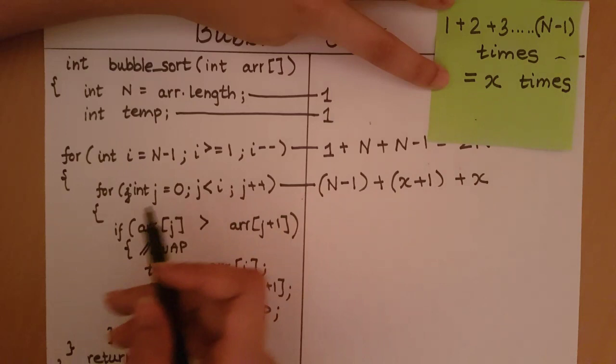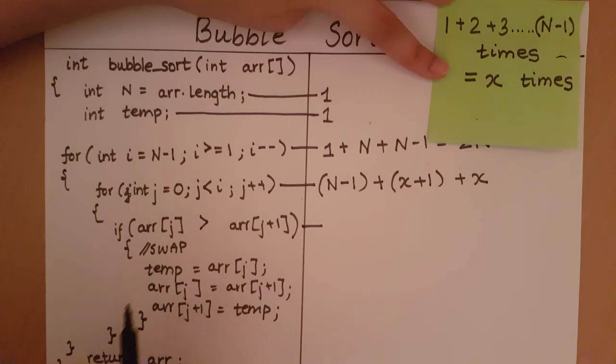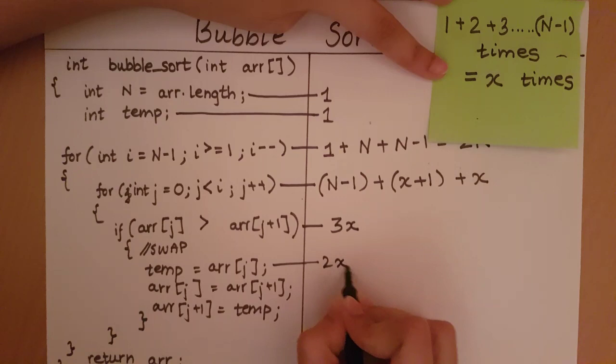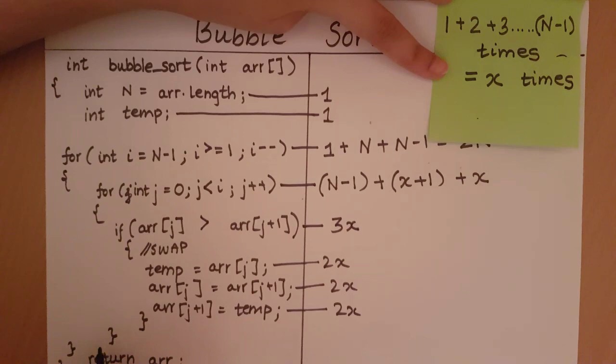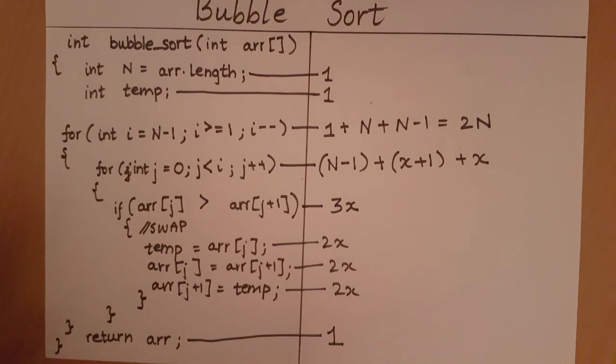Now let's see the if statement. The if statement has two indexes into an array and one comparison. So it's going to take three primitive operations on its own. However, this is inside the J loop and it will occur x times. So this will be 3 into x. Each of these operations includes one indexing and one assignment. So each on its own takes two primitive operations. This, however, occurs x times. So this will be 2x, this will be 2x, this will be 2x. We come out of the if block, we come out of the J loop, we come out of the I loop. So when we return the array, this is going to take one primitive operation.